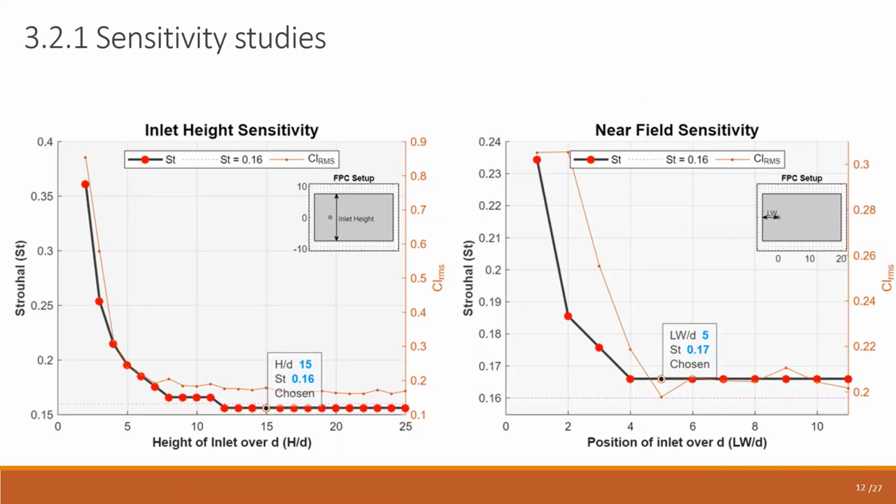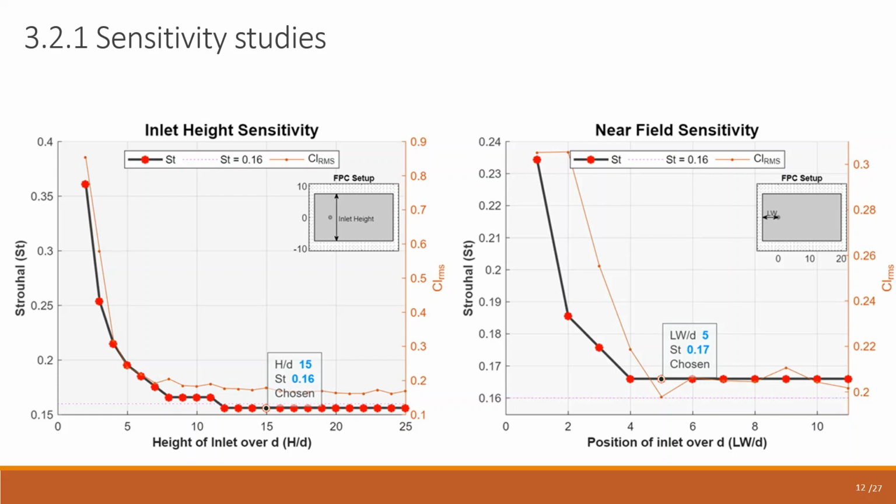The domain size of the numerical model was determined after a series of sensitivity studies. First, I varied the inlet height and monitored the lift coefficient and the Strouhal number. When I see the Strouhal number or the lift reaches a stable solution, then I know I have a suitable inlet height. It was found that an inlet height of 15 diameters was suitable.